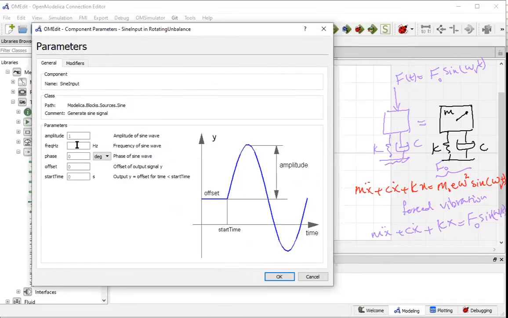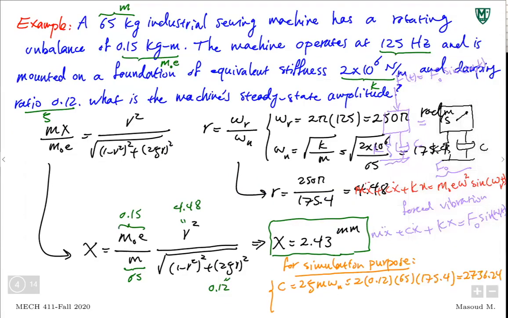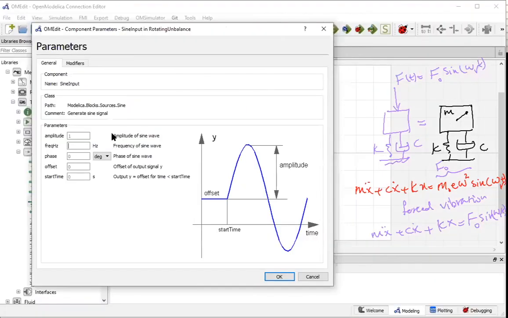All right, there. Frequency, we had that frequency. We said it's operating at 125 hertz. So I'll just put that directly here, 125 hertz. The unit is hertz here. Now the amplitude. I said the amplitude is F naught, and F naught would be M naught e omega squared. All right. Let me double check. Yeah. So I have to find that. Hopefully I did it somewhere.